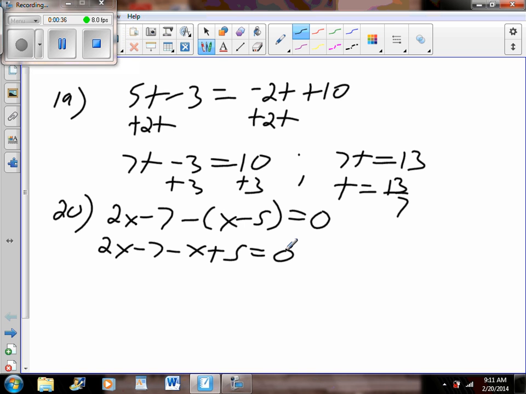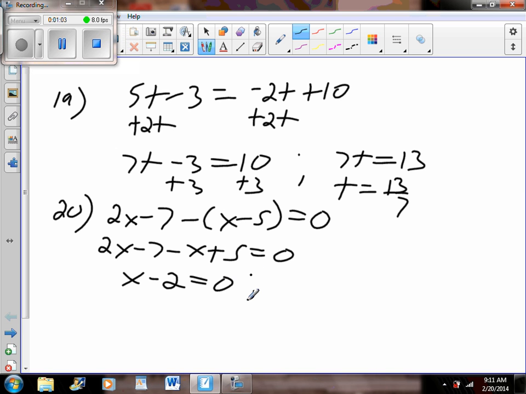Now from here, I want to combine both of my x's. This is not 2x plus x here, guys. This is 2x minus x. Most of y'all treated this as 2x plus x, and you got 3x out of that, and things went downhill from there. But 2x minus x is simply x. Negative 7 plus 5 is a negative 2. Okay? When you combine your like terms, that's what you get.